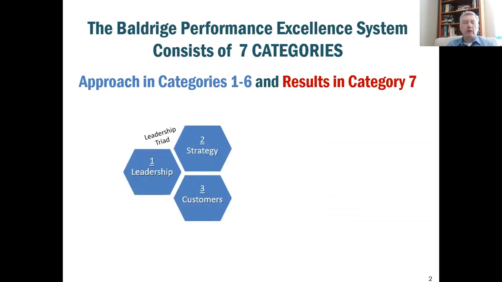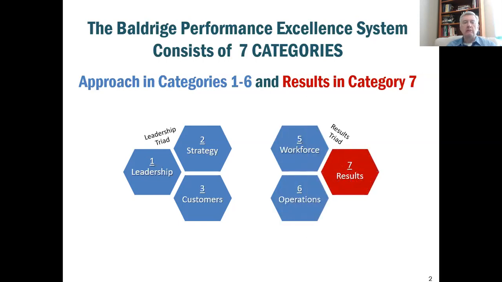Categories 1, 2, and 3 are often referred to as the leadership triad. The concept here is that the senior leaders of an organization must set clear direction, and this direction gets embodied in strategies and plans that are focused on meeting the needs of your external customers and markets. And regardless of the industry or sector you're in, whatever your strategy is, it gets executed through a skilled, motivated workforce and efficient, effective processes. Categories 5 and 6, workforce and operations, people and process, are what produce the results for your organization. And so 5, 6, and 7 are often referred to as the results triad.